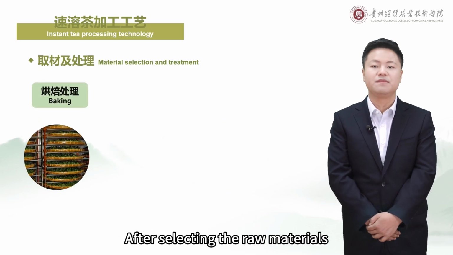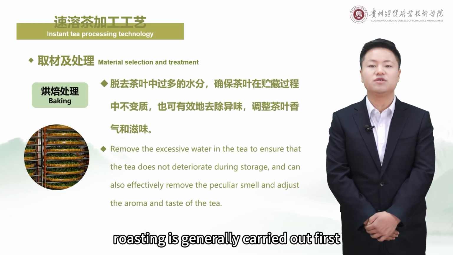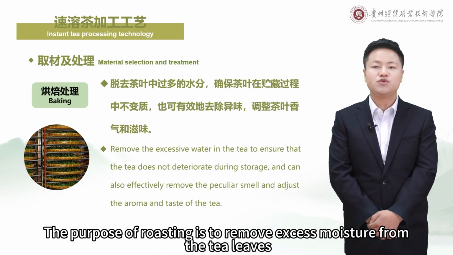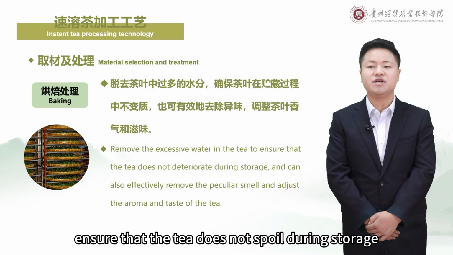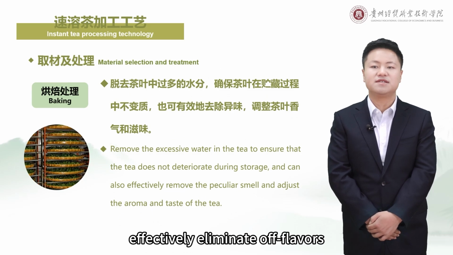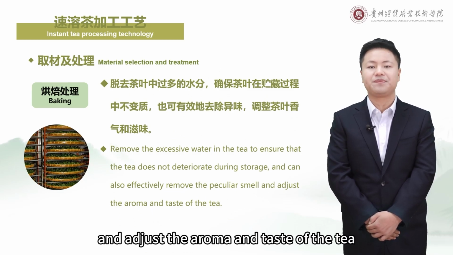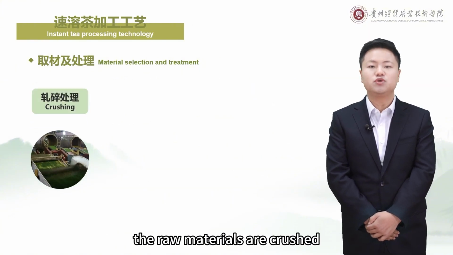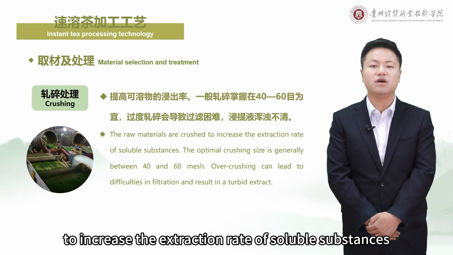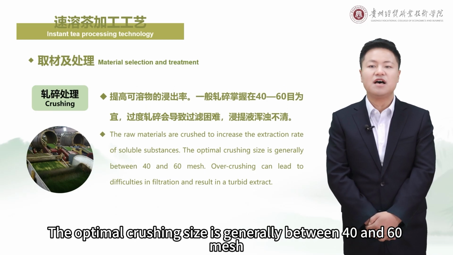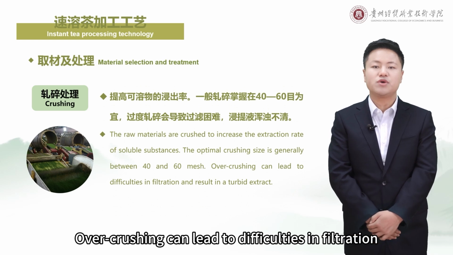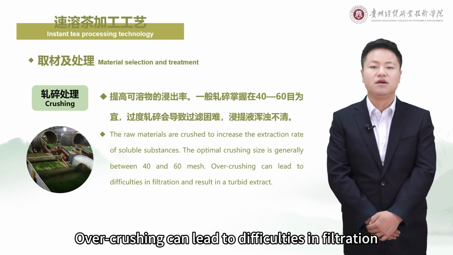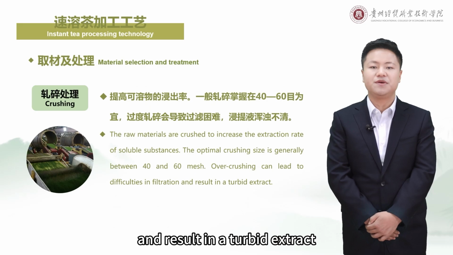After selecting the raw materials, roasting is generally carried out first. The purpose of roasting is to remove excess moisture from the tea leaves, ensure that the tea does not spoil during storage, effectively eliminate off flavors, and adjust the aroma and taste of the tea. After roasting, the raw materials are crushed to increase the extraction rate of solubilized substances. The optimal crushing size is generally between 40 and 60 mesh. Overcrushing can lead to difficulties in filtration and result in a turbid extract.